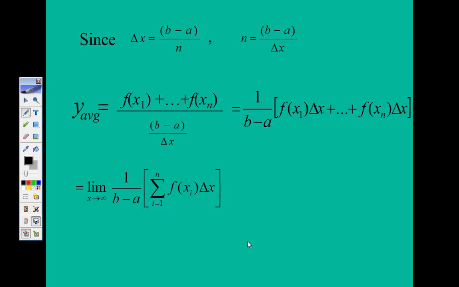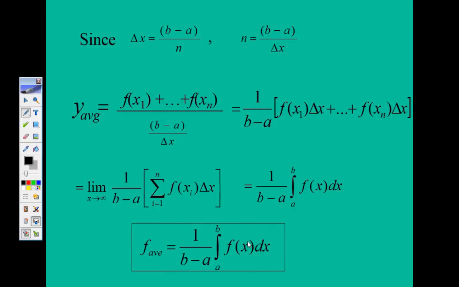If we were to take the limit as n approaches infinity, we can see the inside summation would be equivalent to an integral. That's the definition of an integral. So we could rewrite it as 1 divided by b minus a, all times the integral of f of x dx from a to b. This will give us the average value of a function over an interval.